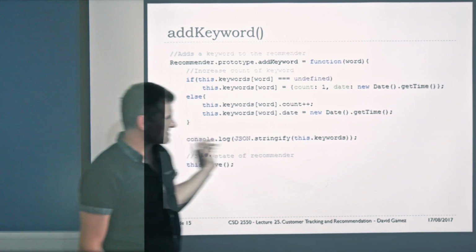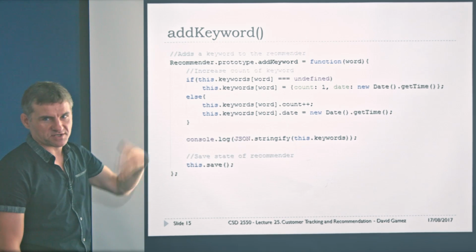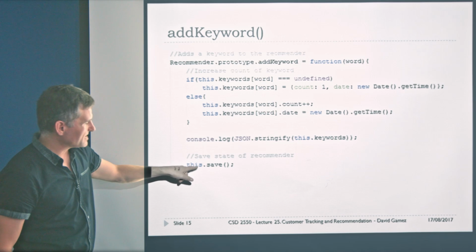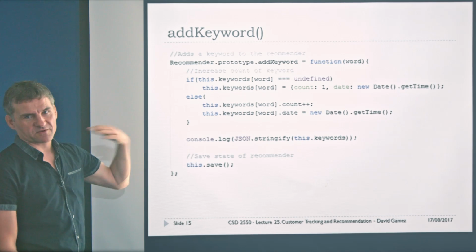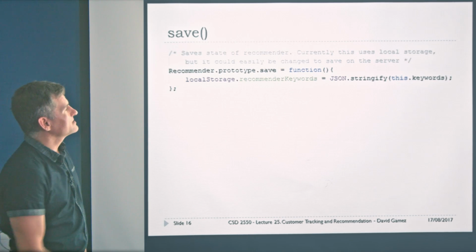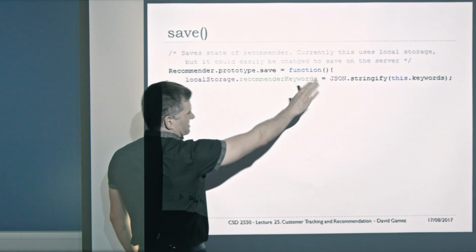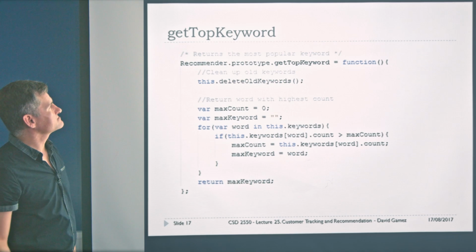And then just for debugging purposes, and I'll show you this later, we're going to output the keyword structure to the console so we can see what it's doing. Then we save it to local storage so if we refresh the page or whatever, we've got our recommender keywords stored in the local storage. So save's very easy. We're just, standard stuff, stringifying it, sticking it in the local storage with the recommender keywords.